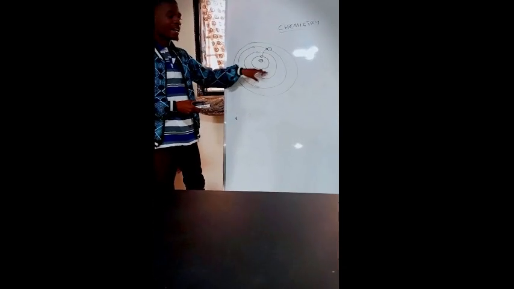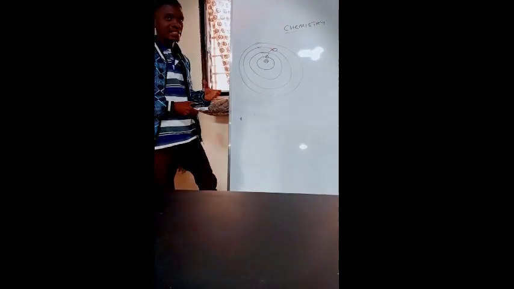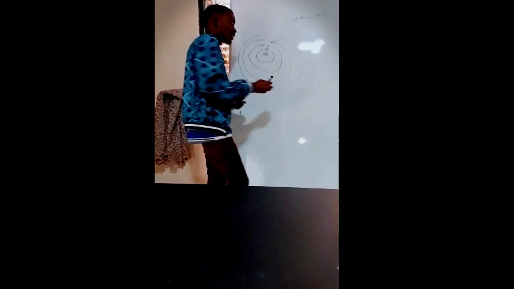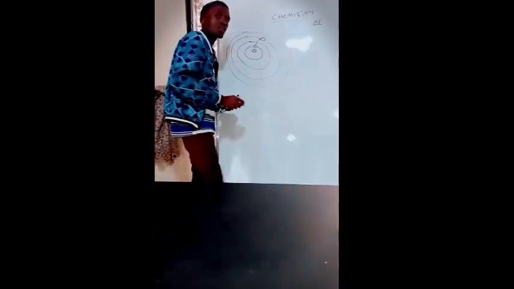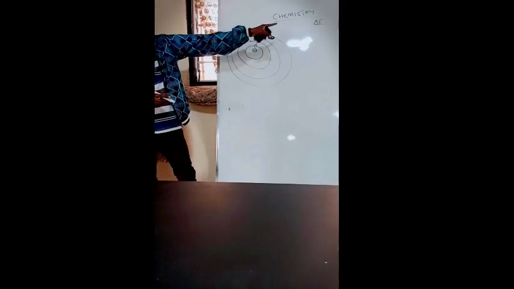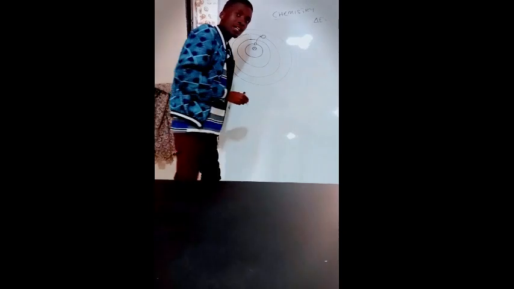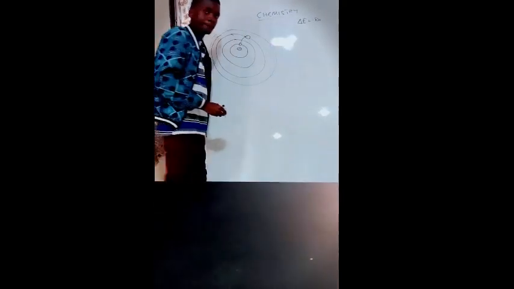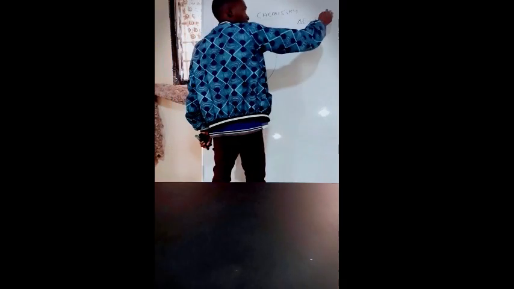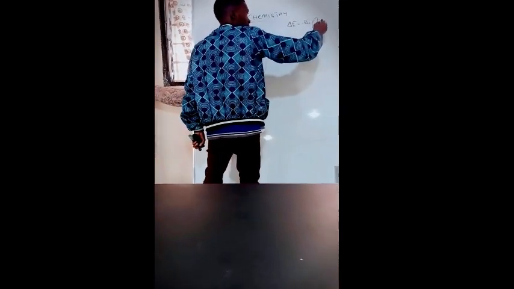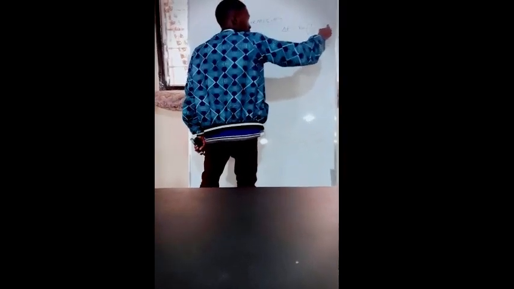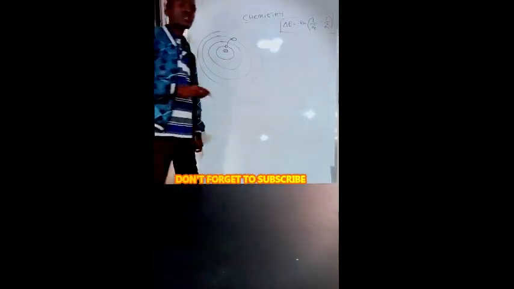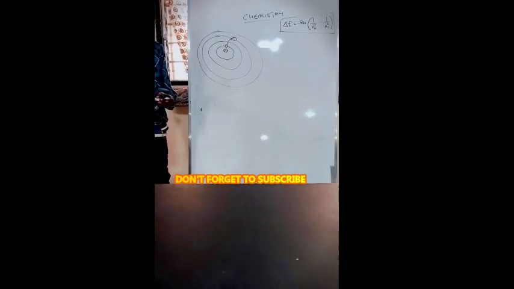Why? Because this energy level has the lowest amount of energy and the other energy level has the highest amount of energy. So which means that there is a change in energy there. The change in energy is denoted with a simple triangle, delta E. We can calculate the change in energy using this formula: the negative of the Rydberg constant, multiplied by 1 over n squared final minus 1 over n squared initial. So that is the formula that we are going to use to calculate the change in energy.